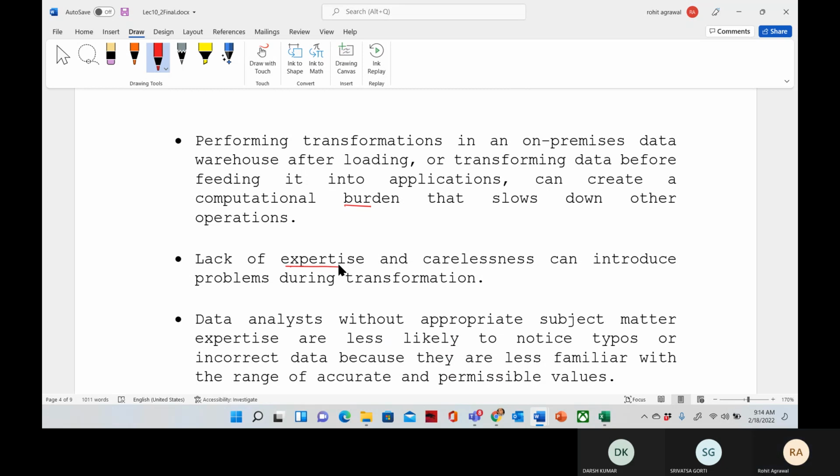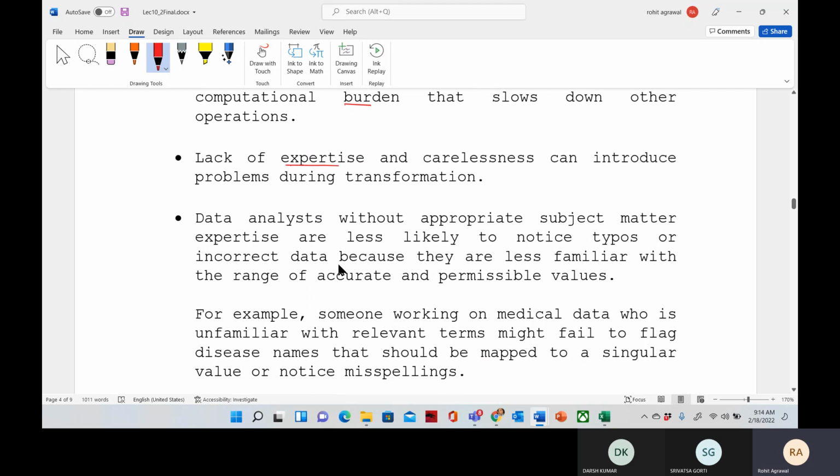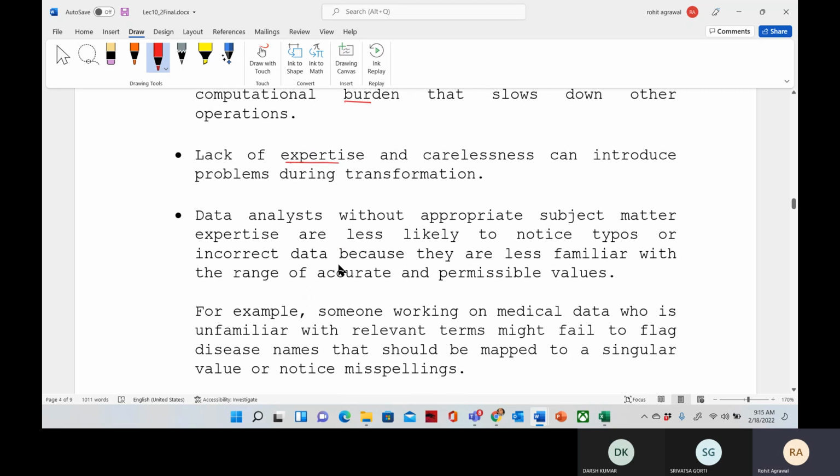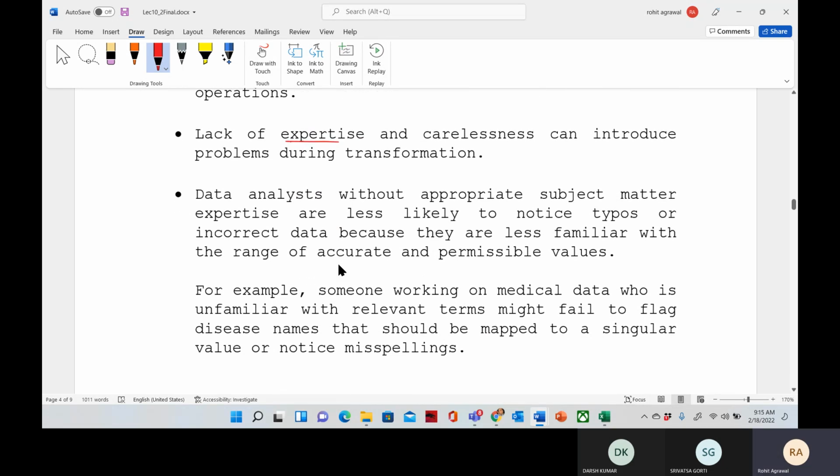Hello. Yes, sir. Okay. So any other research paper you want to see, or I can continue further? I think you can continue with this.